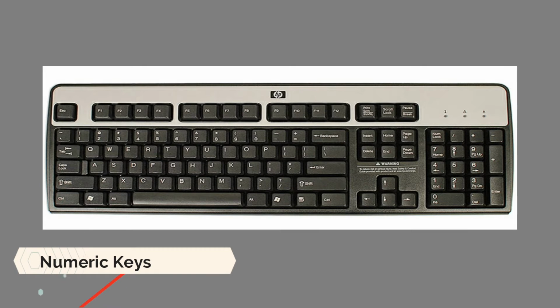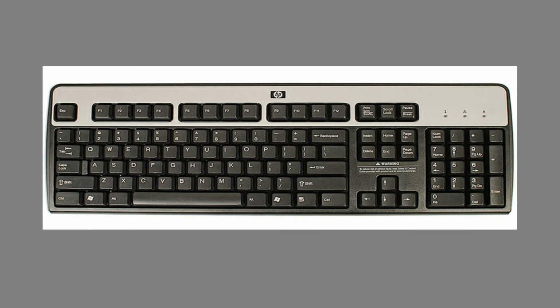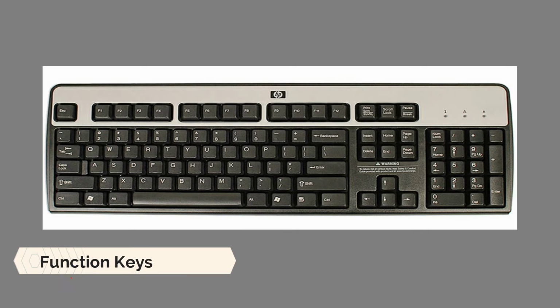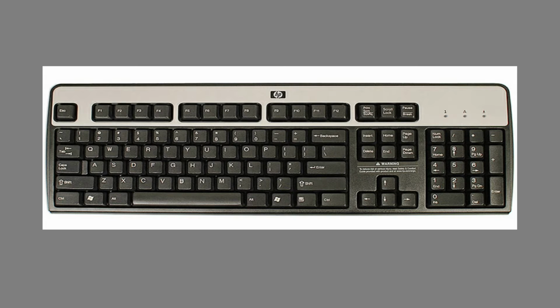Numeric keys look like a calculator. They include the four mathematical symbols such as addition, subtraction, multiplication, and division. Function keys are located at the topmost part of the keyboard. They start from escape, F1 to F12. Function keys will allow you to give commands without entering long instructions.